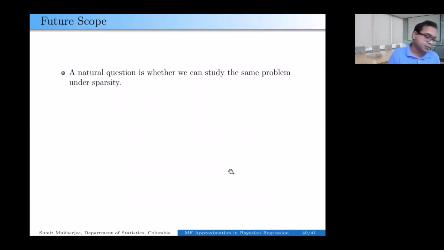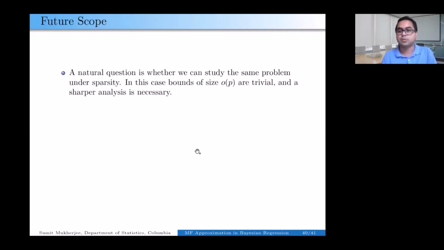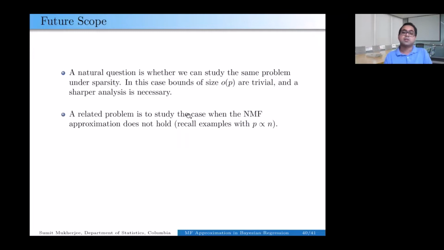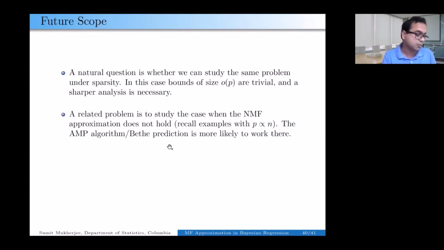So some problems for future scope. Can we study the same problem under sparsity where most of the mass is at 0? You will get bounds of size small o_p for free, but then you need bounds of size small o_s to make meaningful statements, which is work in progress. And the question is, what happens when p is proportional to n? We don't expect mean field to be true, but the question is, what is true and what can you say there? We expect AMP to be true, but again, this is a different problem altogether.